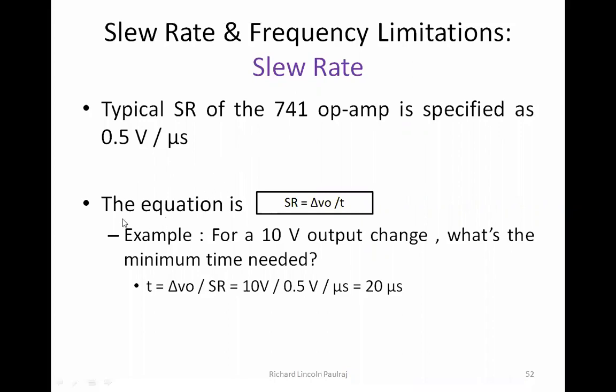Now moving on, the equation is slew rate is equal to delta V naught, which is your change in output voltage, divided by time. The time is in microseconds, and the change in voltage is about 0.5. These are typical values for any 741 op amp. So how do I get these values? From my data sheet, right? So let's see a small example here.